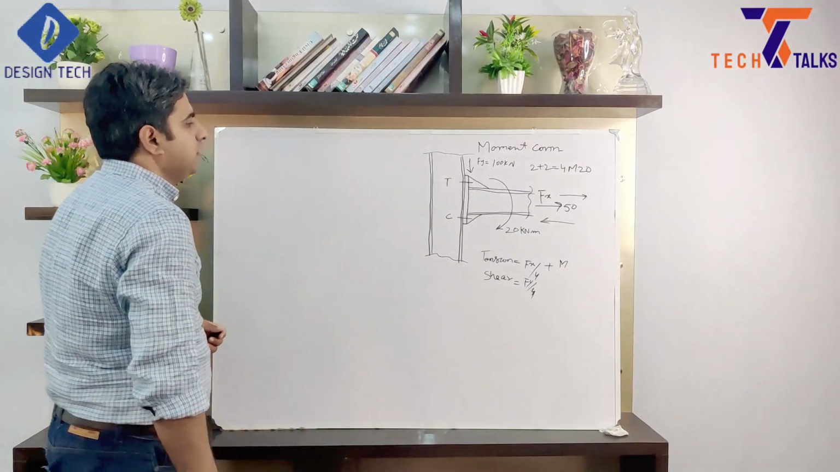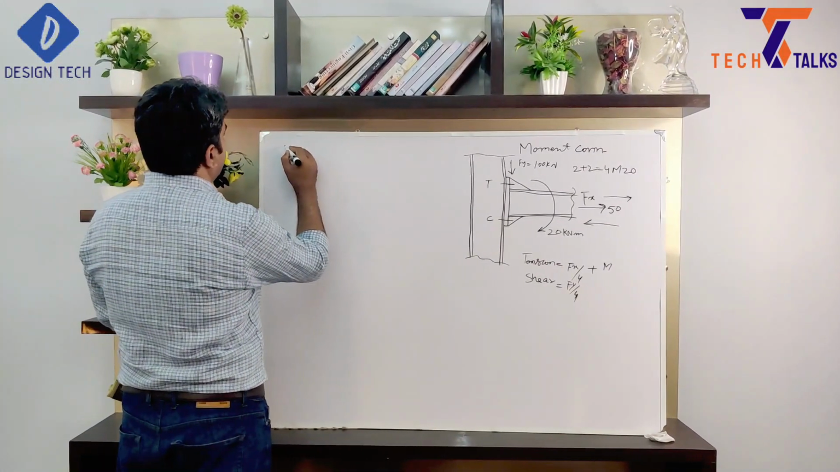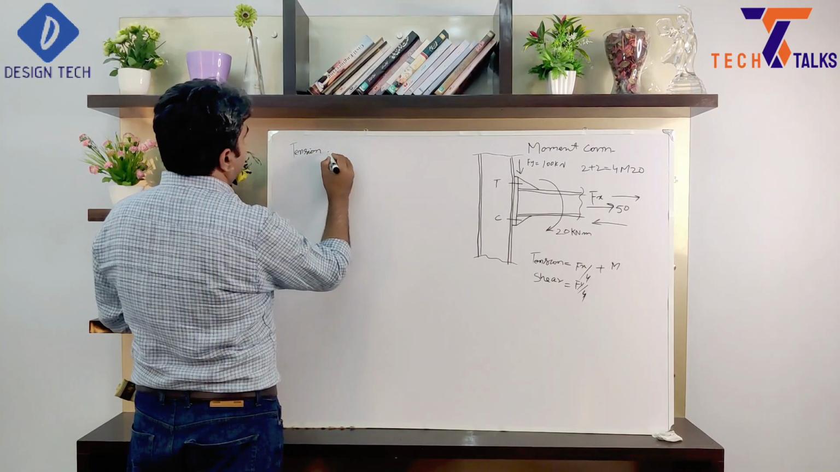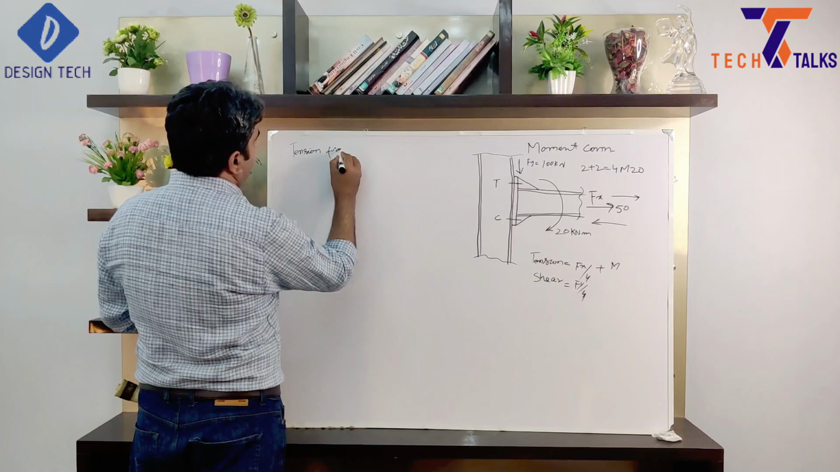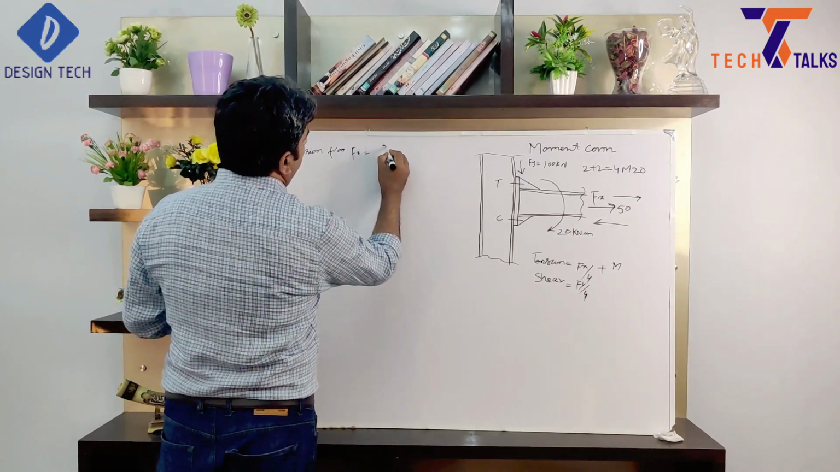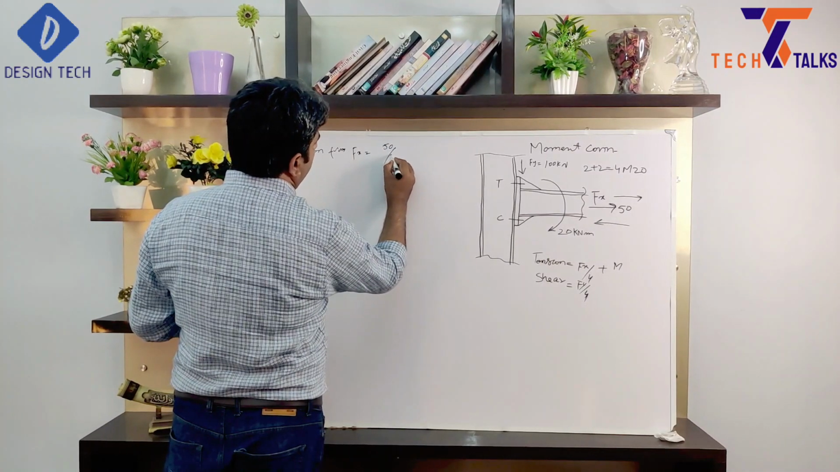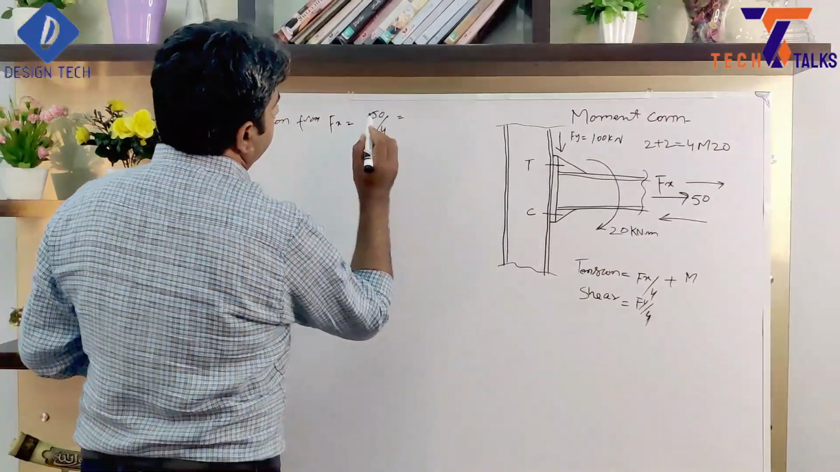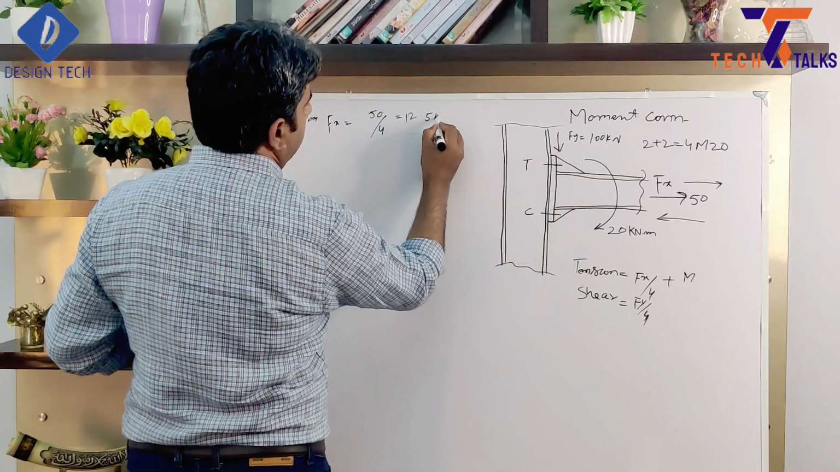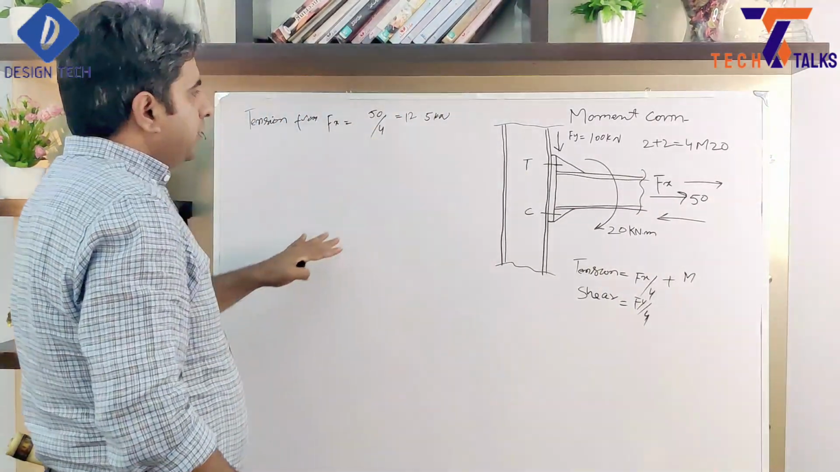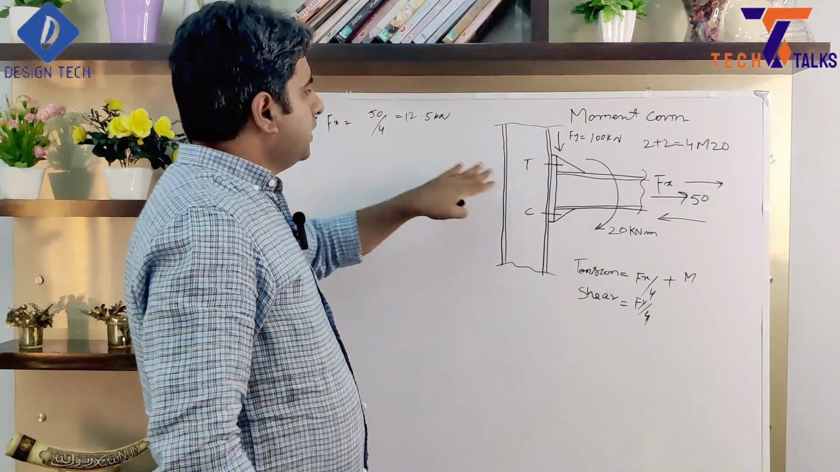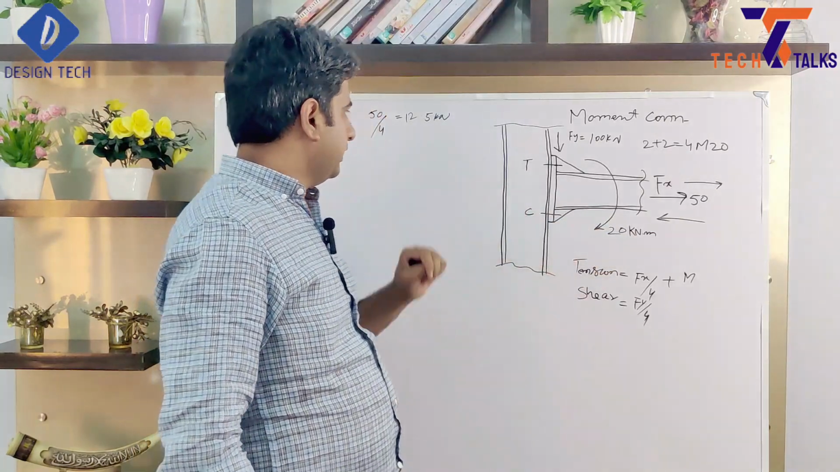Okay, first of all, we will calculate the tension force from Fx, which is 50 divided by 4, equal to 12.5 kilonewton. Okay, now we need to see how much tension per bolt we will get from moment.